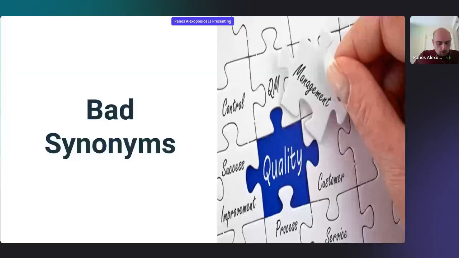Okay, so I'd like to move on with my presentation and start the second part. Now I'm going to talk about bad synonyms. This is a particular quality problem that I have experienced in many knowledge graphs that I have used or reused for the past years. And it has to do with the famous labels of entities and relations.